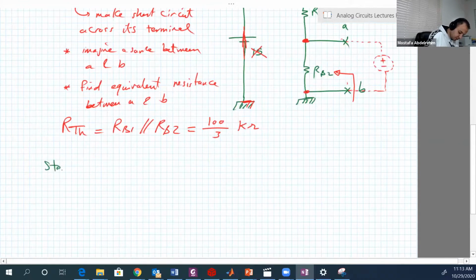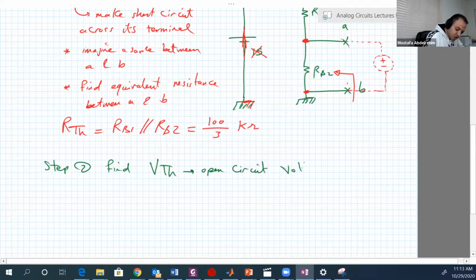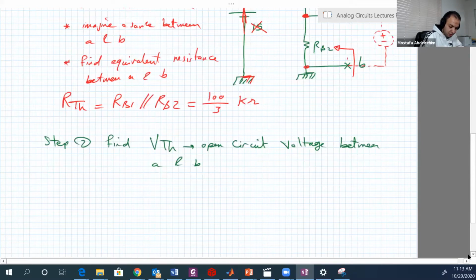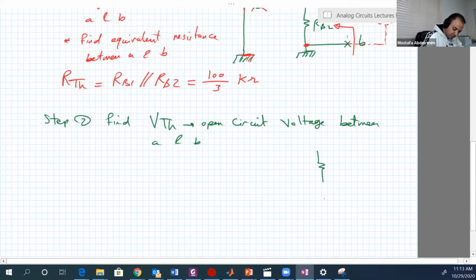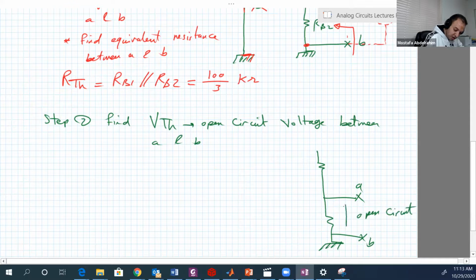Okay, step 2, finding V Thevenin, which is the open circuit voltage between A and B. So we draw again this portion of the circuit. The ground is in here. This is A, this is B. Now it's open circuit here, and we want the voltage between A and B.